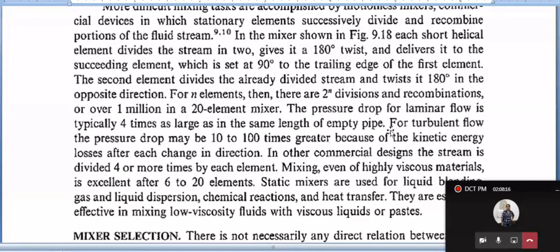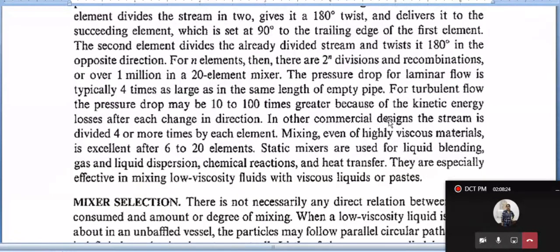Then, the pressure drop for a laminar flow is typically 4 times as large as in the same length of the empty pipeline. What is the meaning of this? For example, you take an empty pipeline, flow the fluid or gases, and the length is, for example, 1 meter. You find the pressure drop. For example, you measure the manometer reading, say it is 2 centimeters of mercury. Then for the same pipeline and same material, if it is used for the motionless mixer, it will be 2 into 4, that is 8 centimeters of mercury. That is the meaning of the sentence, nothing else.